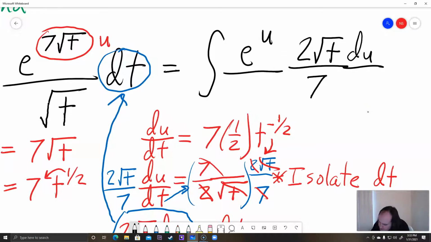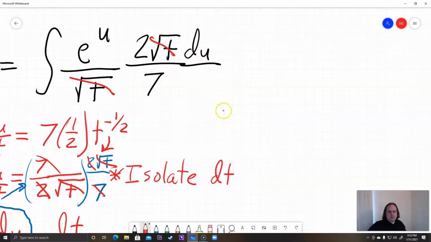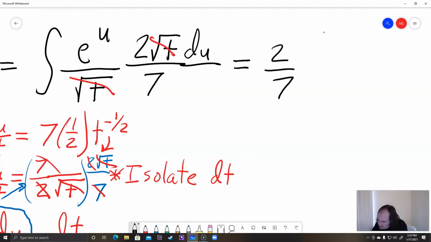And then we also still have a root t on the bottom, so don't forget about this one. So there's still this root t right here. But that's good because we want the root t's to cancel out. And they do. So these root t's are going to cancel out. And then we're just going to be left with 2/7 e to the u du. So we can bring the 2/7 out front because it's a fraction and it's a constant. We can just factor it out front. So we're going to get 2 over 7 times the integral of e to the u du.